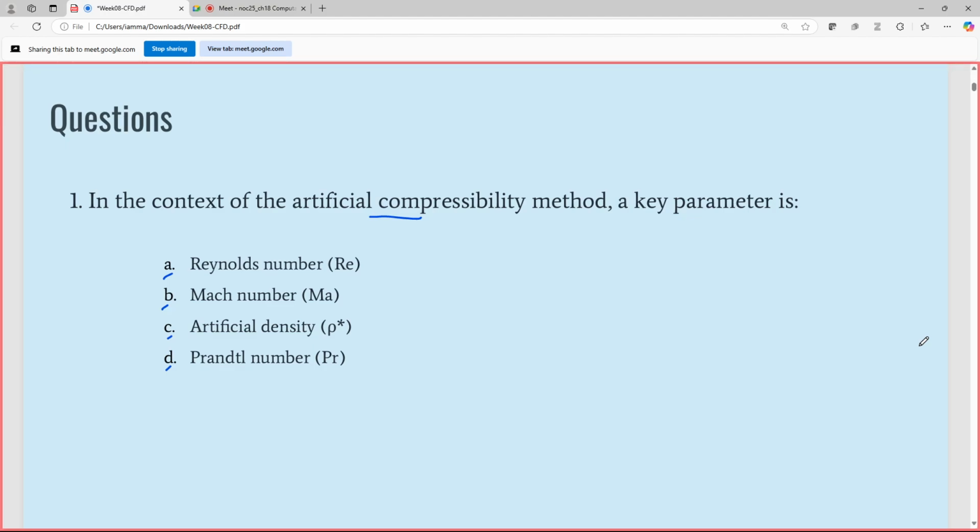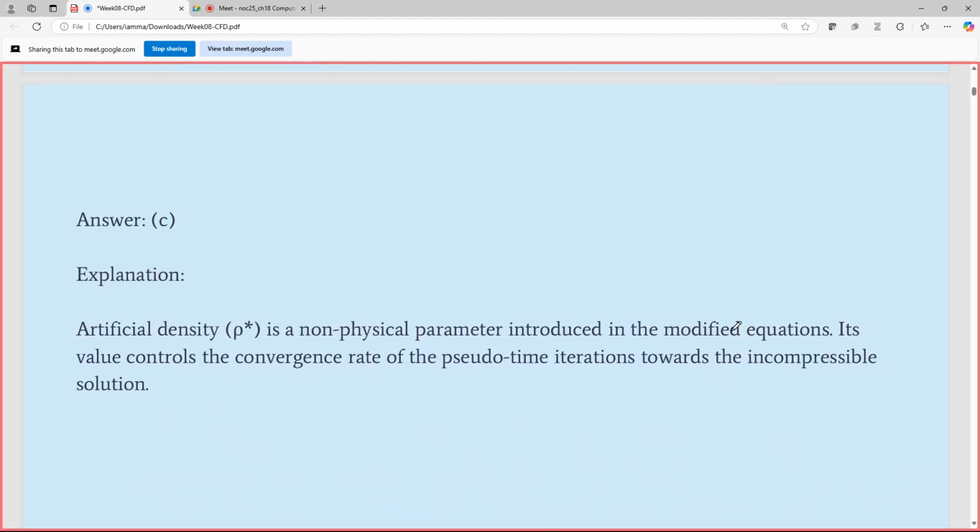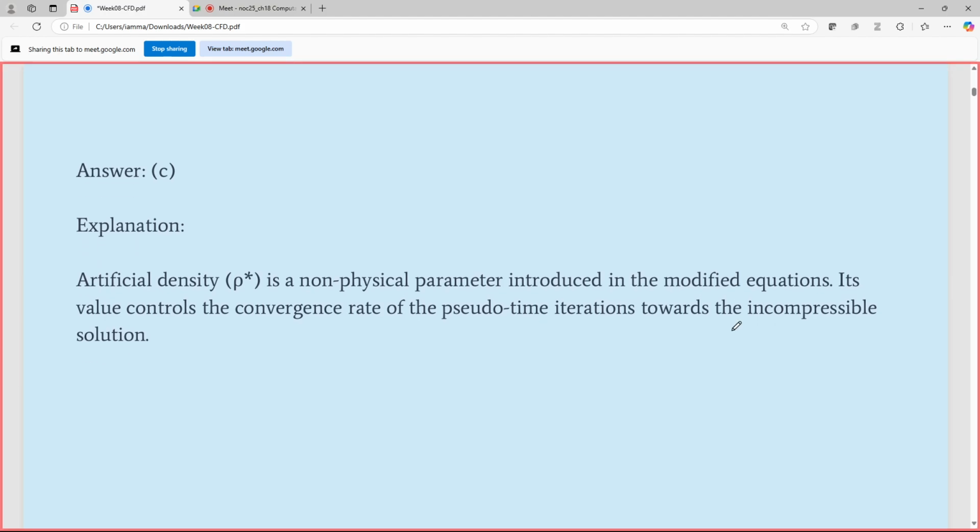So the answer is option C, artificial density rho star. This artificial density rho star is a non-physical or created fictitious parameter, which is introduced in the modified equations to control the values to get a better convergence in the incompressible solution.